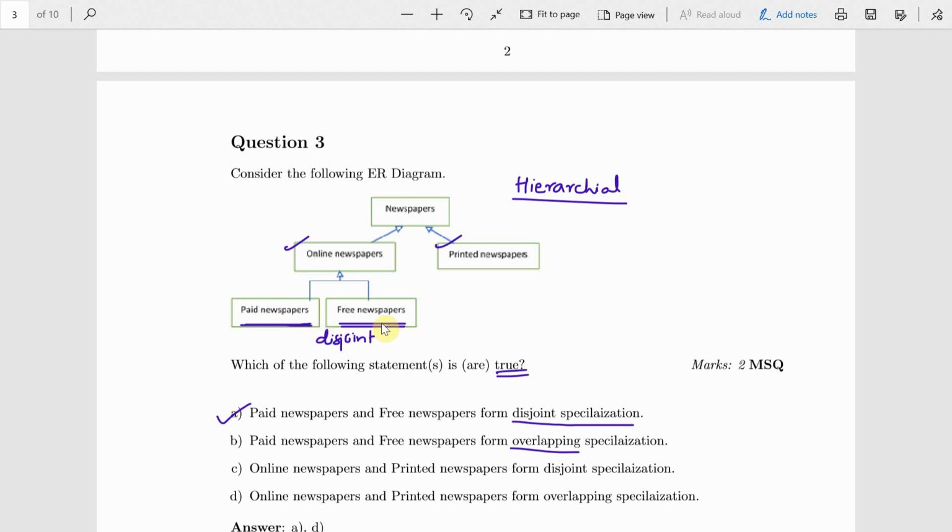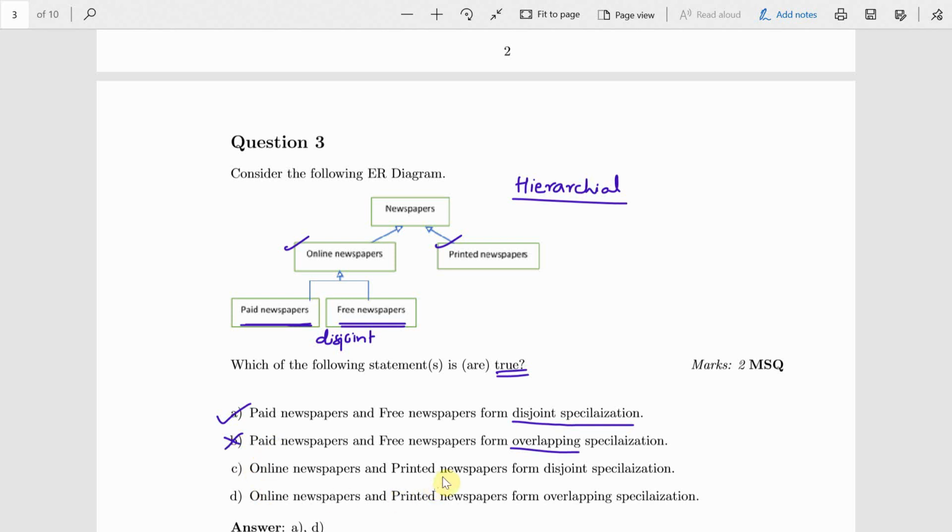So as a practical case, we can say a paid newspaper can never be distributed freely. If something is distributed freely, we cannot take money for that newspaper. So paid newspapers and free newspapers are disjoint relationships. So option A is correct, option B is wrong.